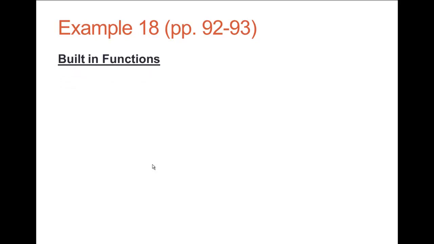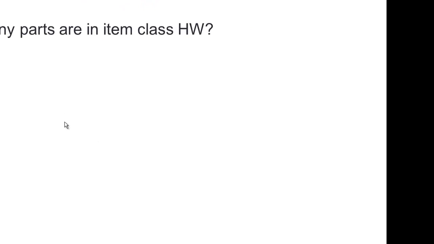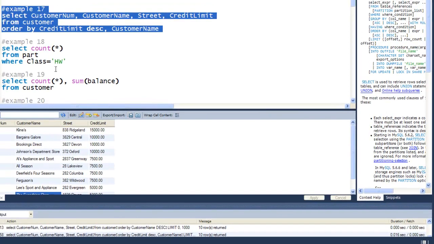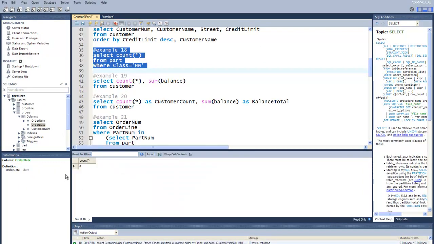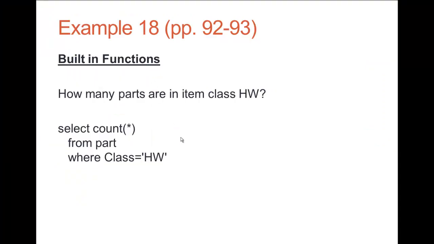Example 18 begins to use the SQL functions for some of the built-in functions. These are things like count, average, max, min, sum. When we take a look at the first example, all they want to know is how many parts are in item class HW. So select count star means count the records from part, the name of the table, where the class equals HW. It's a very simple query using that count function. It's going to return a single value of 3. It's counting all of the parts where the class equals HW. Very simple built-in function.